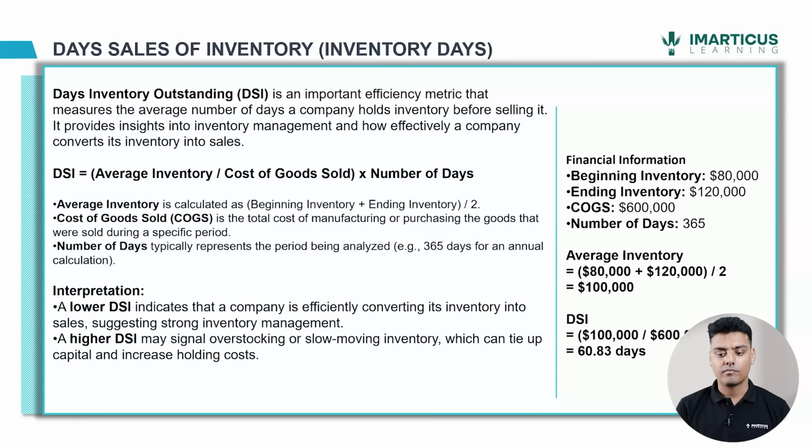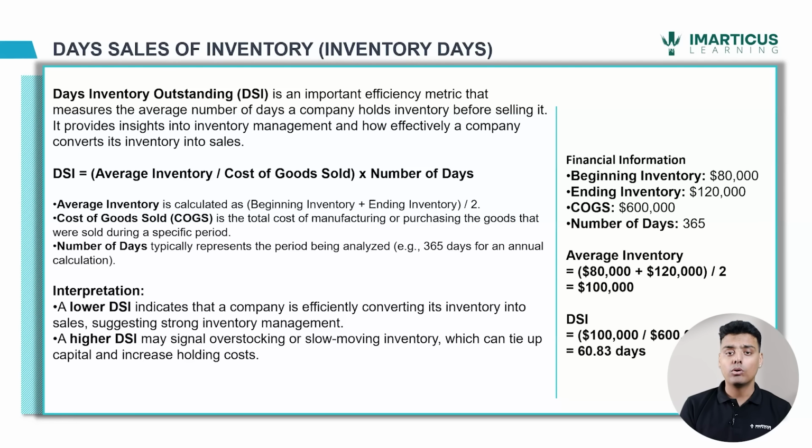Let's look at a numerical. The beginning inventory is 80,000, the ending inventory is 120,000, COGS is 600,000, and the number of days in the year is 365 days. Now, the average inventory would be 80 plus 120 divided by 2, roughly 100,000, and the days sales in inventory would be 100,000 divided by 600,000 into 365, or 60.83 days. Translation: the inventory sits in my warehouse or sits in my godown for 61 days roughly before it is sold.